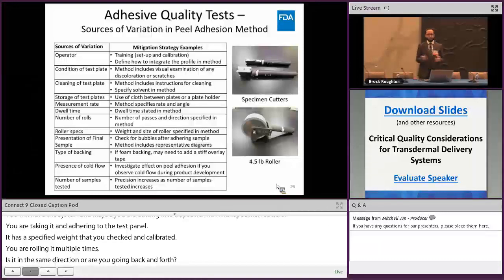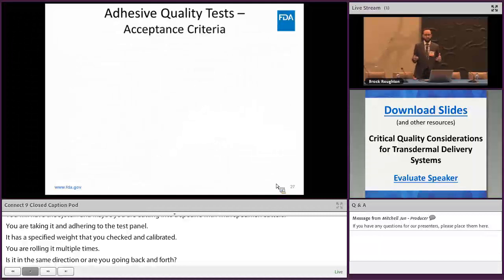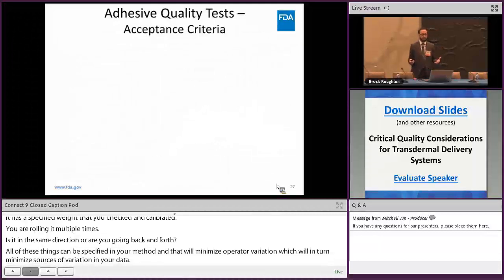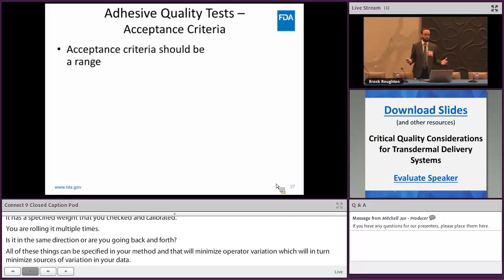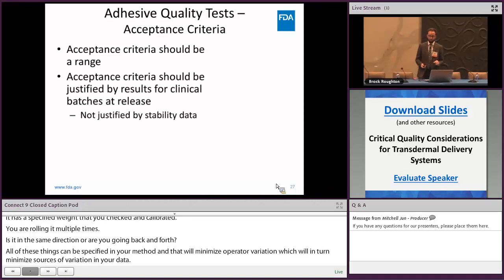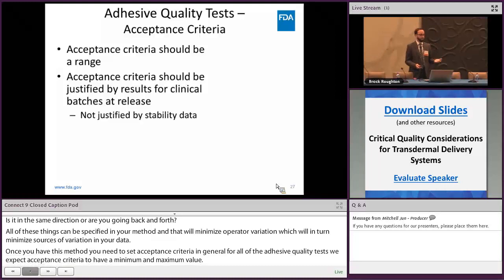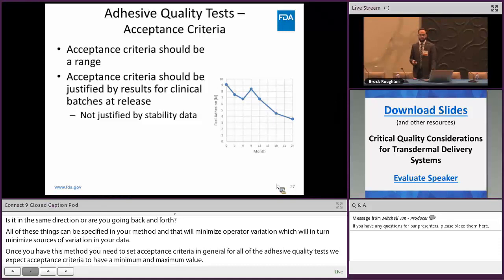And so once you have this method, you need to set acceptance criteria for these tests. And in general, for all of these adhesive quality tests, we expect acceptance criteria to be a range with a minimum and maximum value. And we expect the acceptance criteria to be justified by the results for the clinical batches at release, and not justified by looking across the variation in all of the stability data for all of the batches. So again, let's look at this as an example of why that is the case.